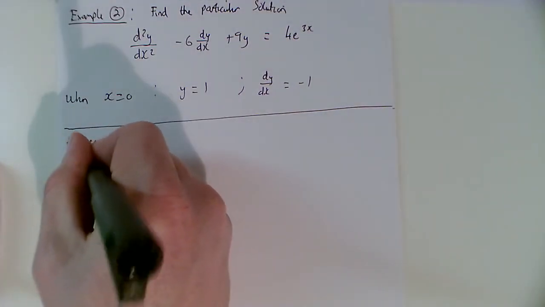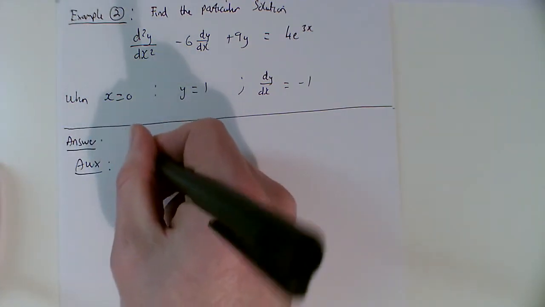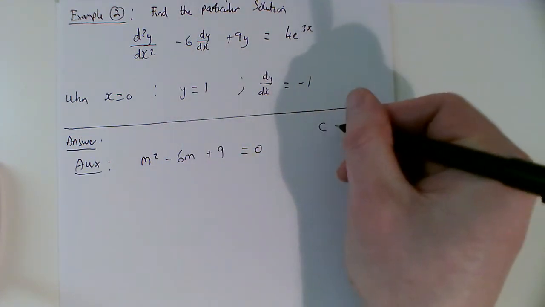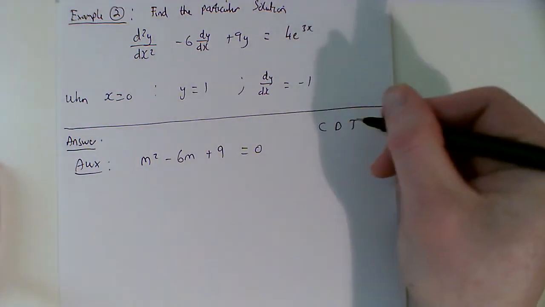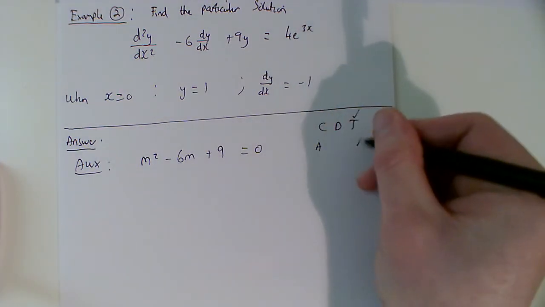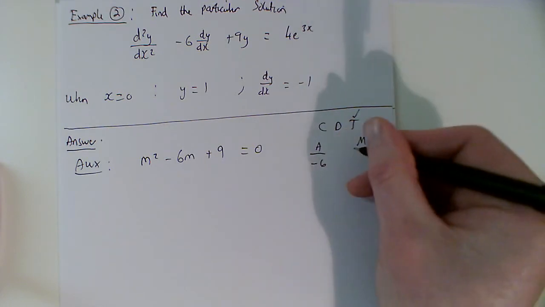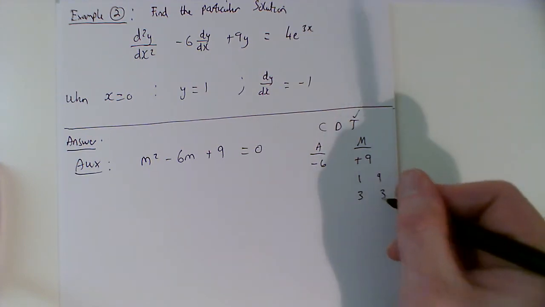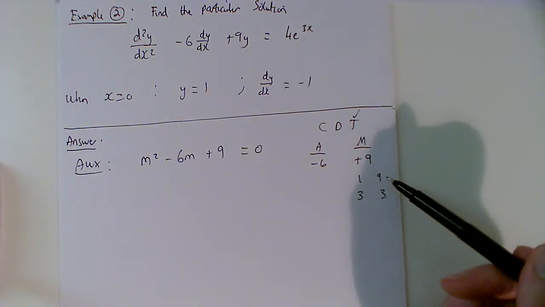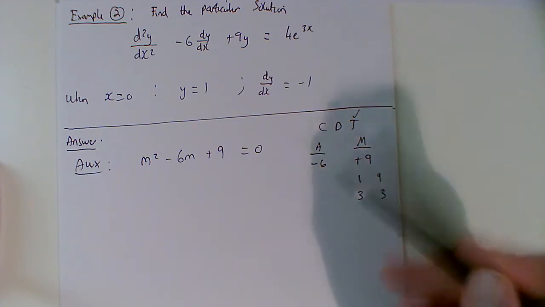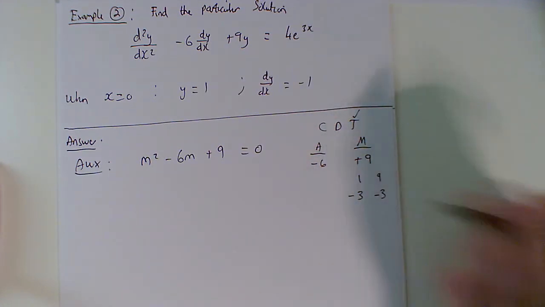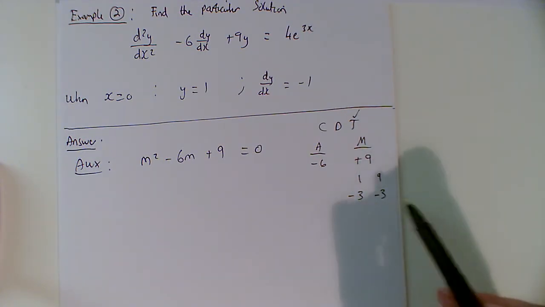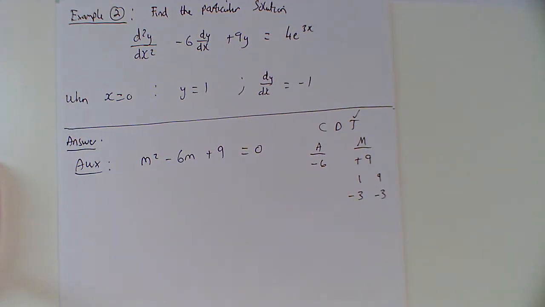So usual straightforward start. Your auxiliary equation, m squared take away 6m plus 9 equals 0. And again, we need to factorise it, and it's obviously a trinomial. So we're adding to make negative 6 and multiplying to make positive 9. So you've got 1 times 9, 3 times 3. And 1 plus 9 is 10, so it's not that. 3 plus 3 is 6, but I need to make negative 6. And then just double check. Negative 3 times negative 3 makes positive 9. And negative 3 plus negative 3 makes negative 6.